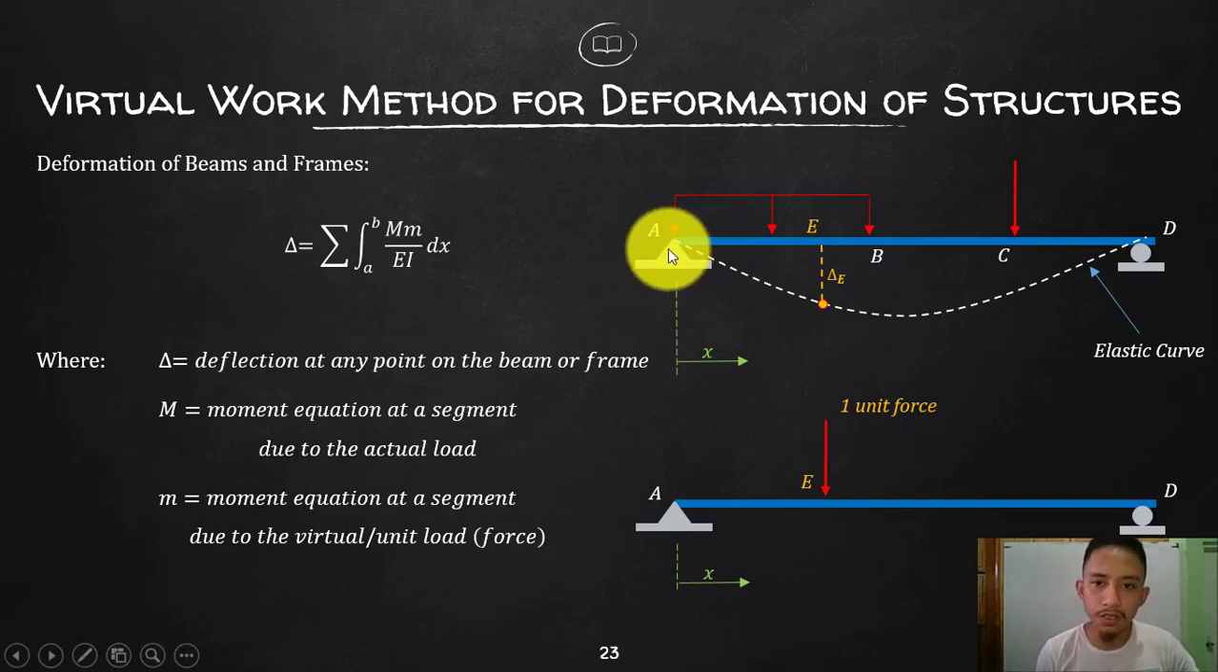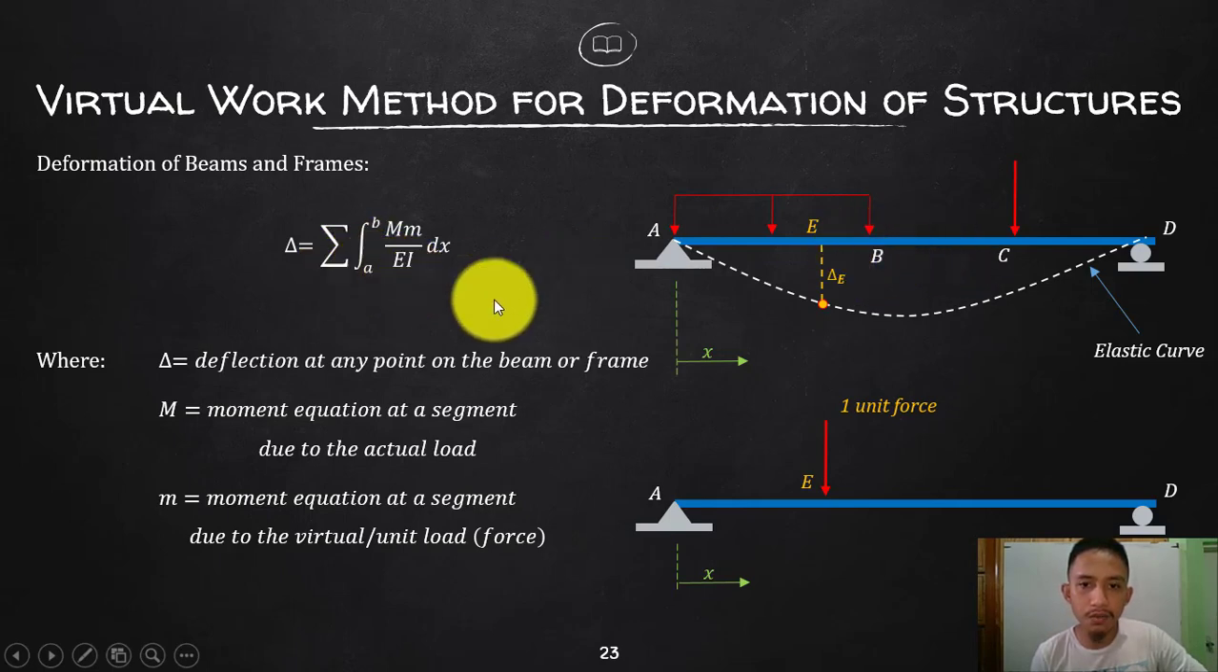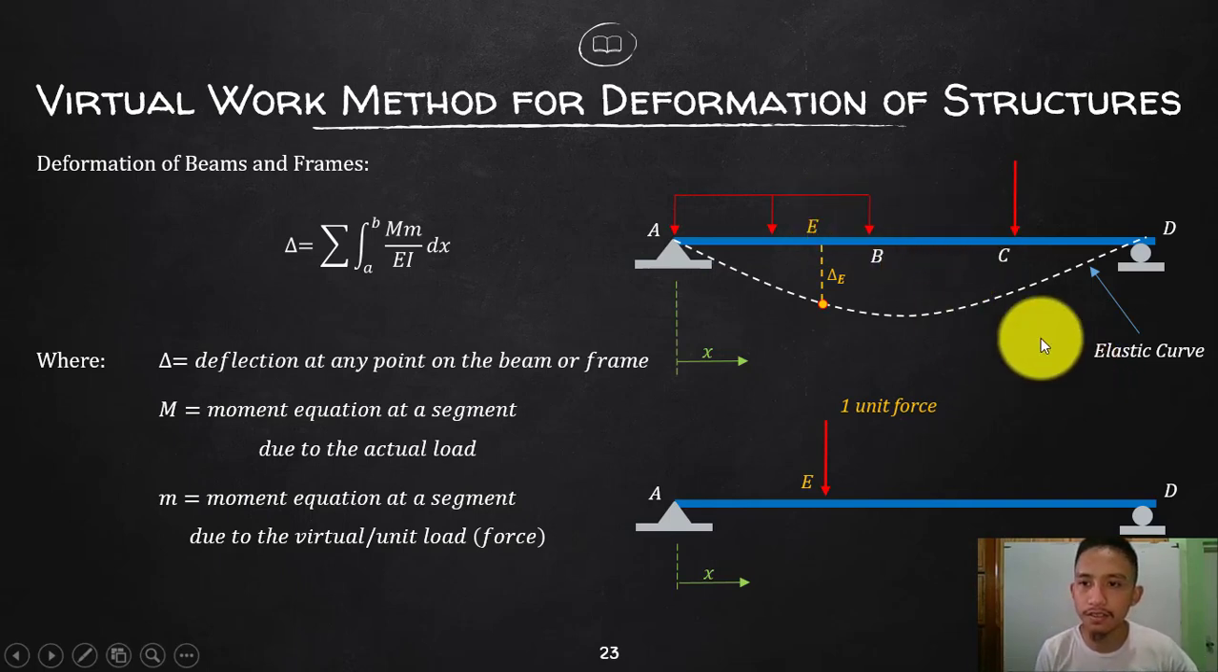So from 0, if that is in meters, so 0 meter to whatever the length up to point B. So that is your limit here, A to B. And then integrating your segment B to C, your lower limit is the distance of B, and then your upper limit is C, the distance of A to C. So again, this is just integration, guys. This is the definite integration.